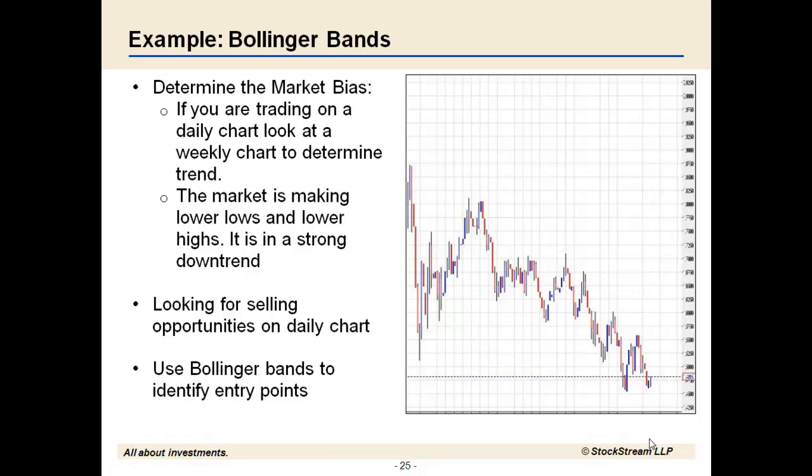The first step in developing a trading strategy using Bollinger Bands is to determine the market bias. By looking at the chart on the right, you can see that the market is making a series of lower lows and lower highs, and is therefore in a downtrend. We will be looking for selling opportunities in this market. Next, we will use Bollinger Bands to determine a selling strategy.